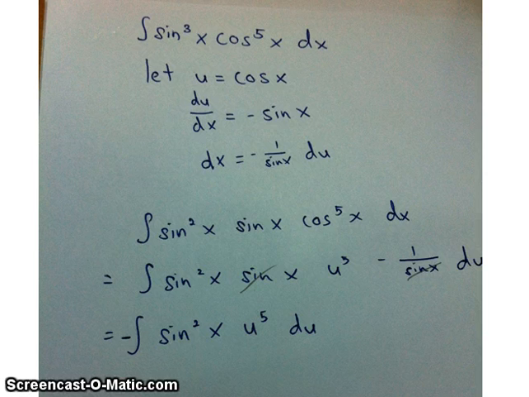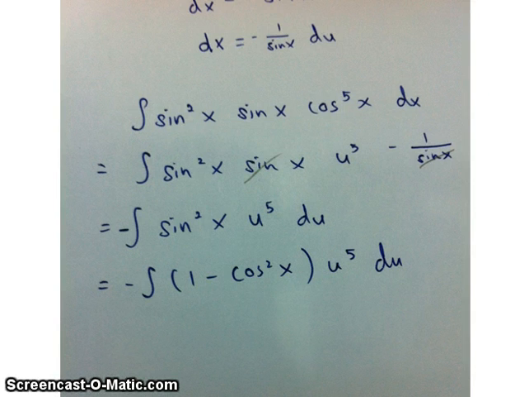After that, we can cancel the sines, and then in the end we will have negative integrate sine square x times u powered by 5 times du. After that, in order to make everything in terms of u, we need to change sine square into 1 minus cosine square x.